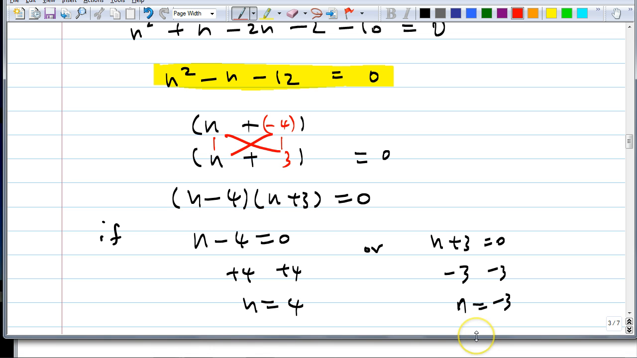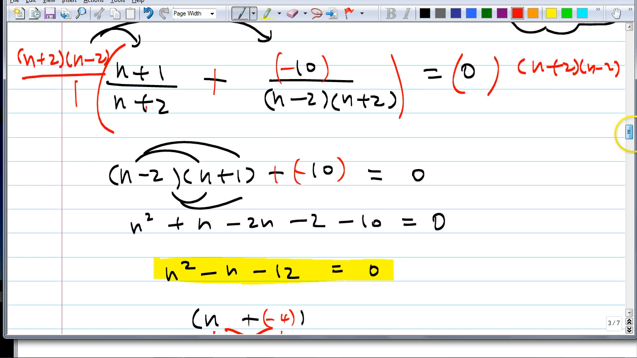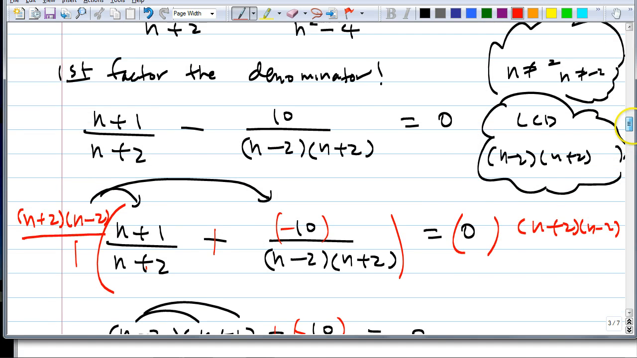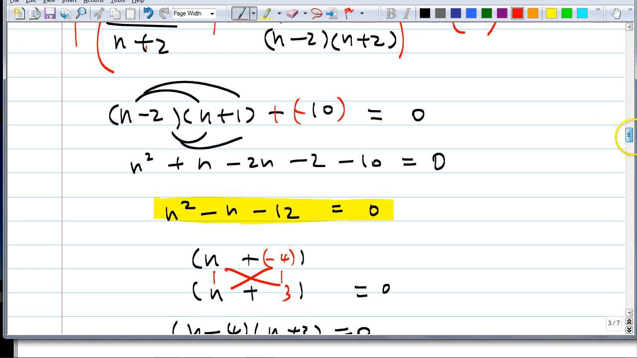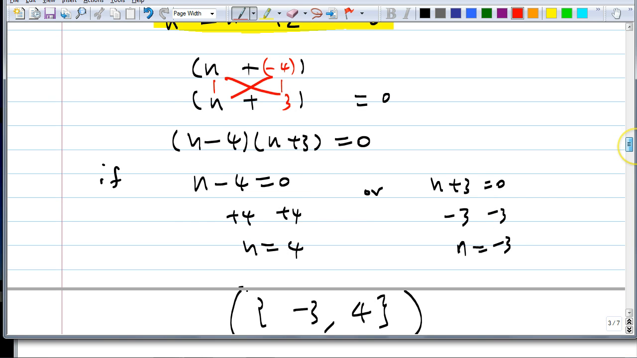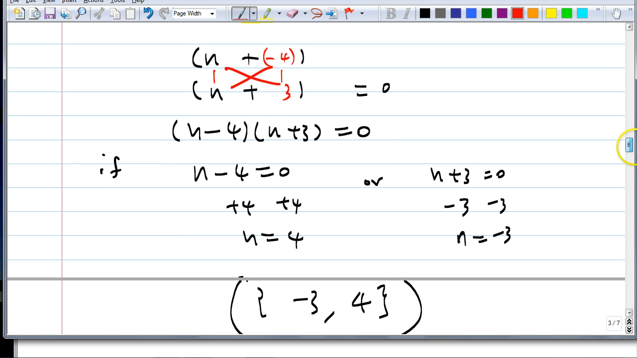Now, what do we have to check? Can we just write these as our solution? No. We have to check whether any of them is a restriction. Let's go back up. None of them, because restrictions were 2 and negative 2. Are these 2 or negative 2? No. So can we now say finally that these are our solutions, negative 3 and 4?